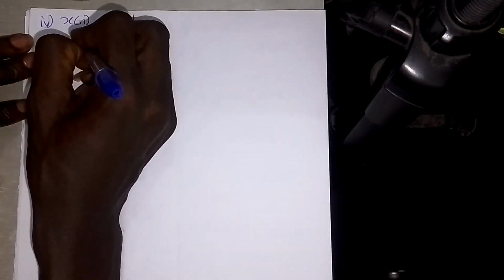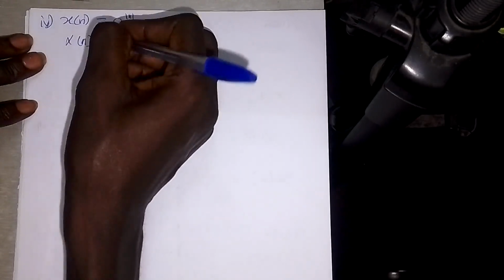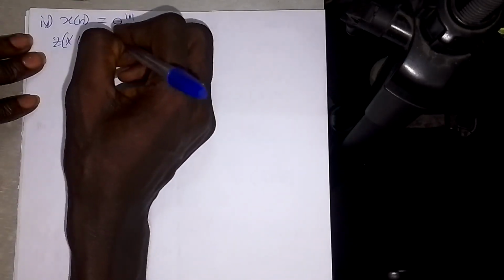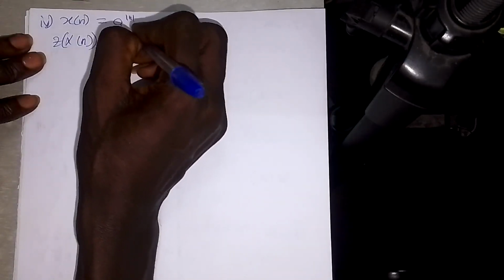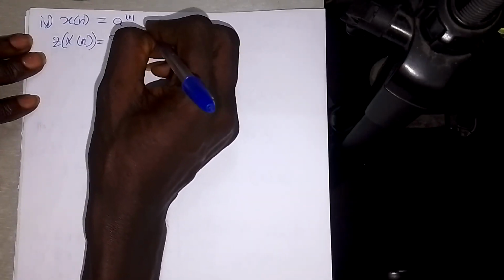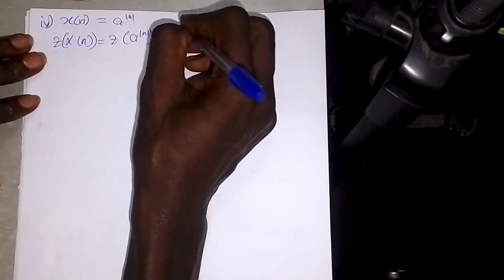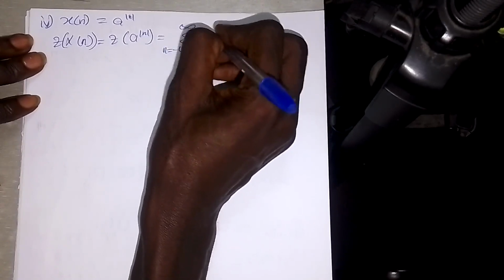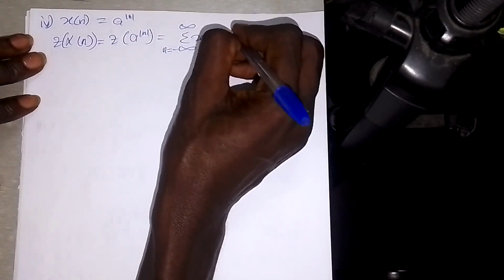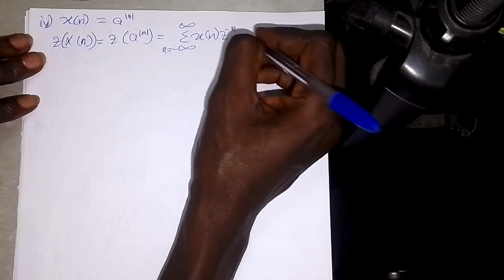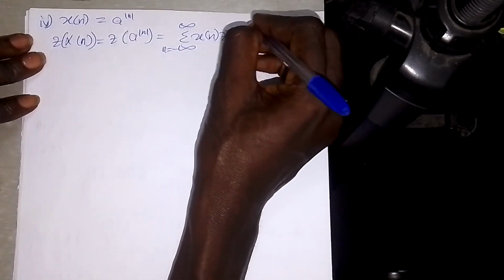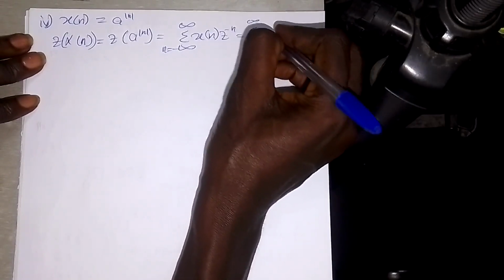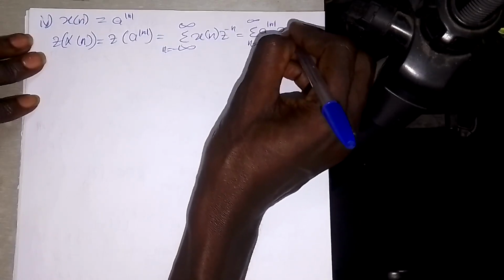So X of n, which is the Z transform of x of n, which is the Z transform of a to the power mod n, is going to be equal to the summation from n equals minus infinity to infinity of x of n times Z to the power minus n, which is actually equal to the summation from n equals minus infinity to infinity of a to the power mod n times Z to the power minus n.